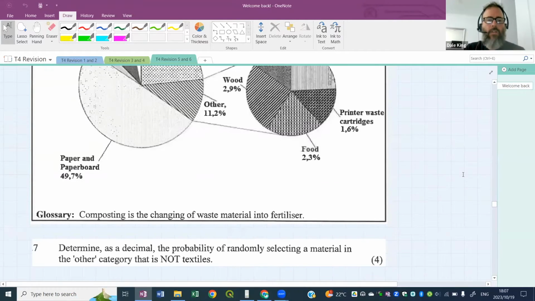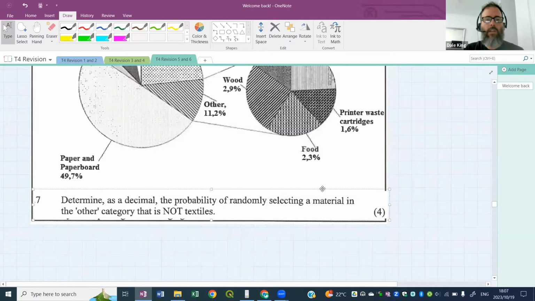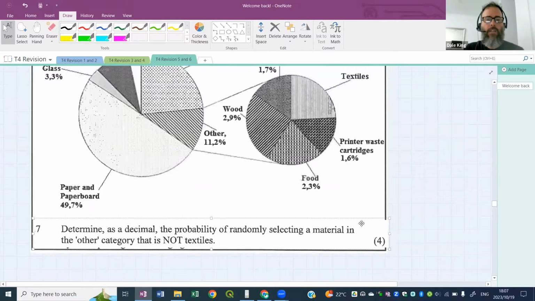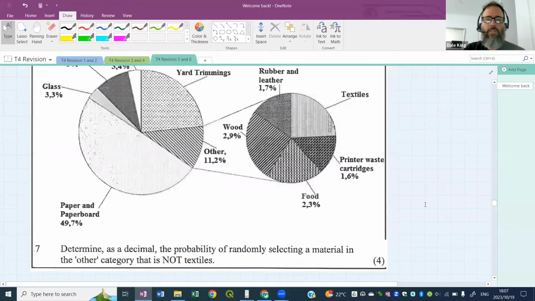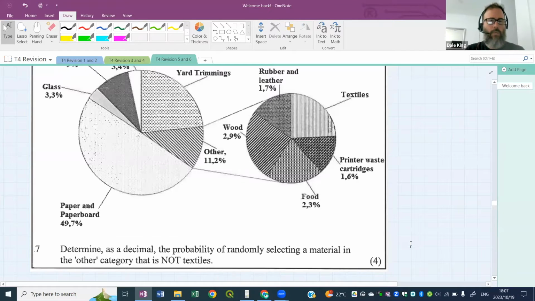And here is the question. I'm actually going to move the question up so you can see it. It says, determine as a decimal the probability of randomly selecting a material in the other category that is not textiles. You remember the question? We didn't complete it exactly, so I just want to recap this one more time. What is the probability, shown in decimal form, of randomly selecting material in the other category that is not textiles?